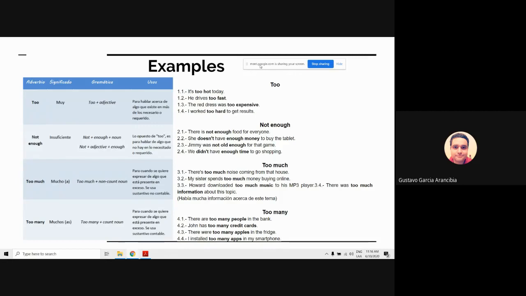Example. Too many. There are too many people in the back. John has too many credit cards. There were too many apples in the fridge. I installed too many apps in my smartphone. That's right.